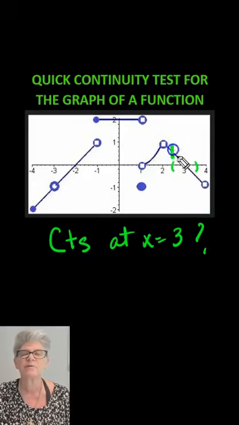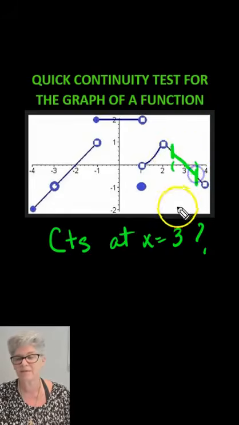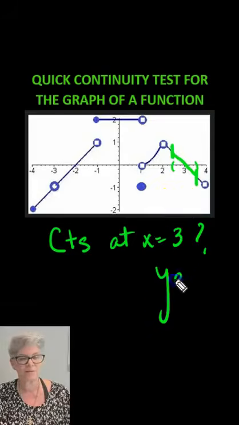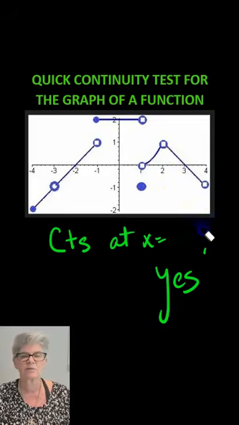It's the part of the graph that's between here and here. And now moving over the graph in that neighborhood, if I move from left to right, I never have to take my pen off the paper. And so the answer is yes, it is continuous at x equals 3.